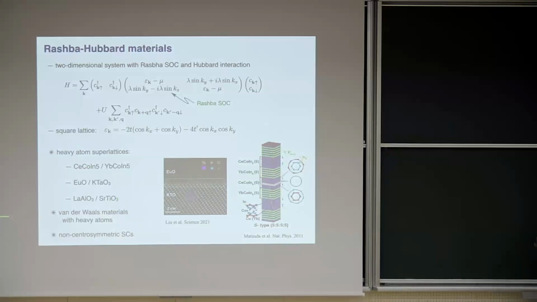And so this, depending on the thickness of these different layers, you can actually tune the Rashba spin-orbit coupling and also change the Fermi surface to some degree. And so this idea has recently also been applied to this heterostructure here, where you combine europium oxide with potassium tantalate. And you can also consider here different thicknesses of layers and thereby tune the shape of the Fermi surface as well as the size of the spin-orbit coupling. Okay, so this type of Hamiltonian can also be applied to non-centrosymmetric superconductors, maybe also to van der Waals materials.